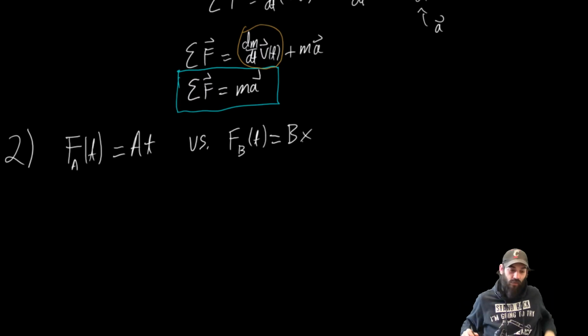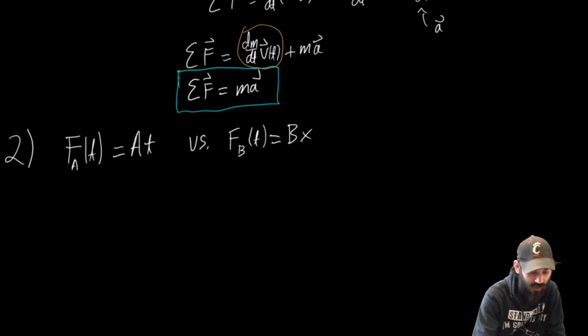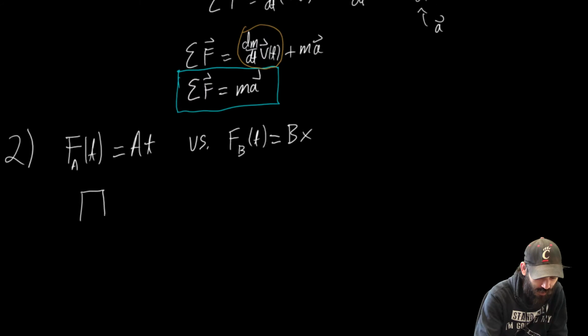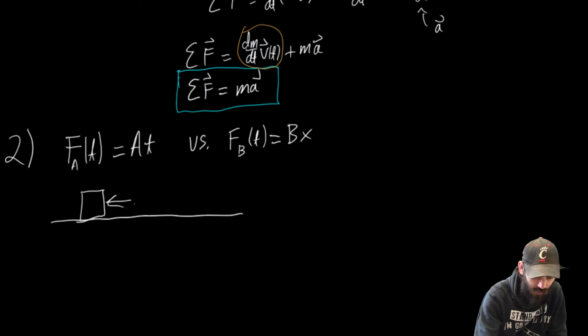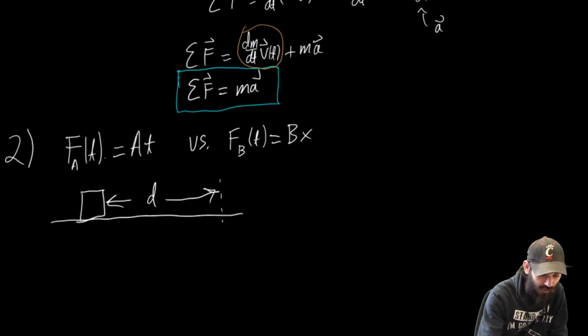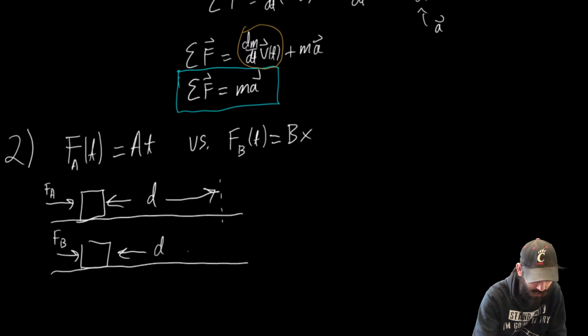Okay. And what we'd like to do is find what the velocity of an object is going to be after it's gone a certain distance, having one of these forces applied to it. So here's some distance that we want to go, some distance of d. And what we want to do is find what the velocity of this is going to be if I apply the force F_a, or if I apply the force F_b. So what's the difference between these? We have the same mass, and we want to go the same distance.